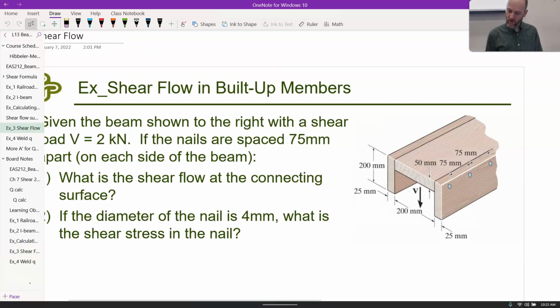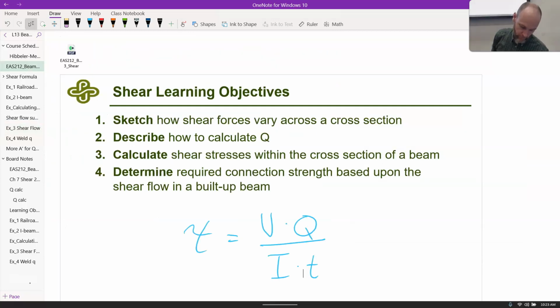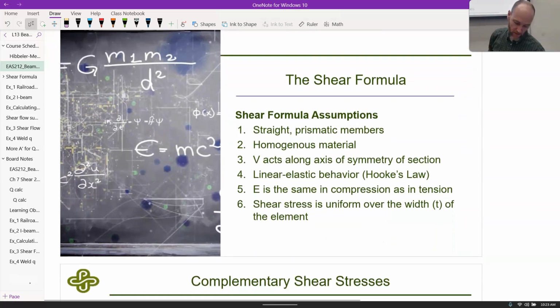For example, let's say you've got a beam that is comprised of multiple components. Here you've got a top wooden beam that's been nailed to two side members. And in order for those to act compositely as one cross section, we have to provide for sufficient shear strength at those connections. And so that's what we're going to be looking at with shear flow, is how we calculate both what the loads on those connectors are, and then check their strength. So those are our four learning objectives.